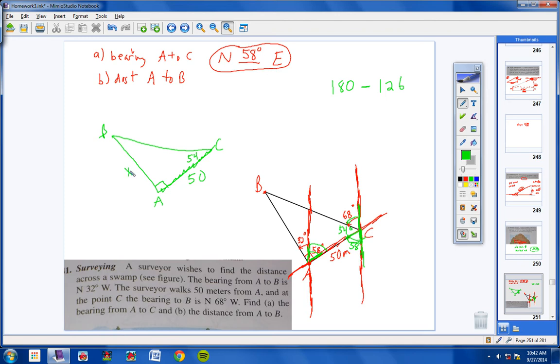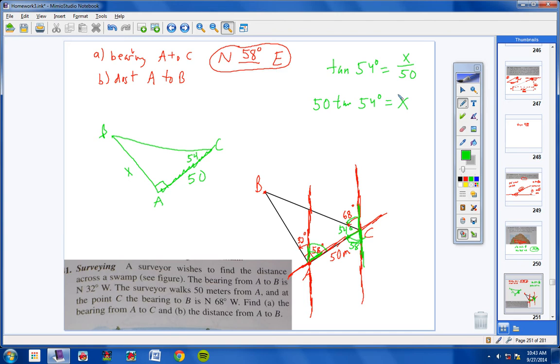We're going to call this X. We're dealing with opposite and adjacent. So what we have is tangent of 54 degrees equals opposite over adjacent. Multiply both sides by 50. And here we go. 50 times the tangent of 54 degrees. Okay?